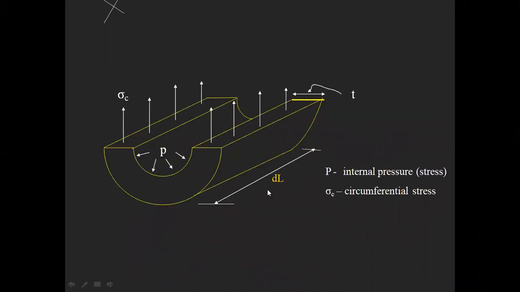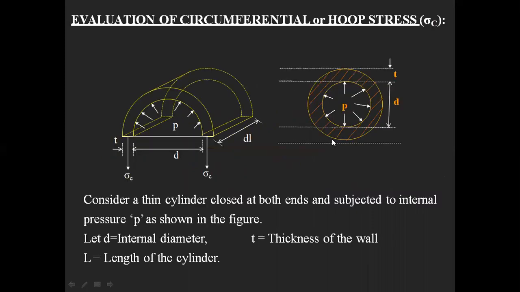So here you can see the internal pressure and the circumferential stress. Okay, see, if you take the half of the cylindrical shell, this is the circumferential stress, and this is the pressure. So this pressure will be defined here, and this is the thickness of the wall, and this is your length of the cylinder. Now, how to evaluate your stresses? Sir, how to calculate the circumferential or hoop stress?